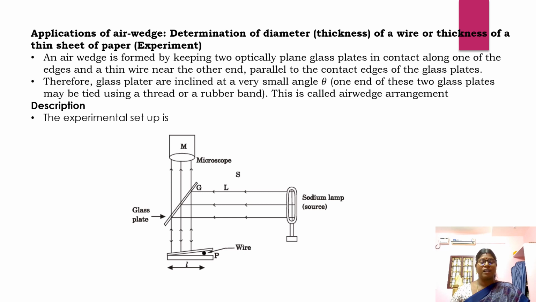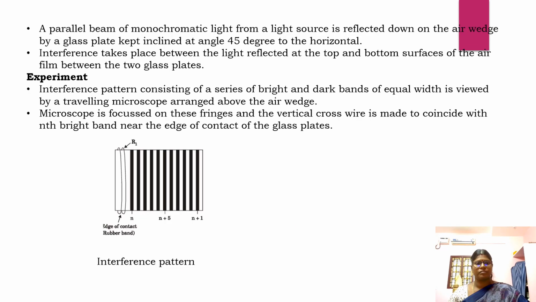We can see the alternate dark and bright fringes. While viewing through the microscope, we will observe the interference pattern, consisting of bright and dark bands of equal width, when we view through the traveling microscope arrangement shown in the previous slide. The microscope is focused and a clear image of the interference fringes will be observed.